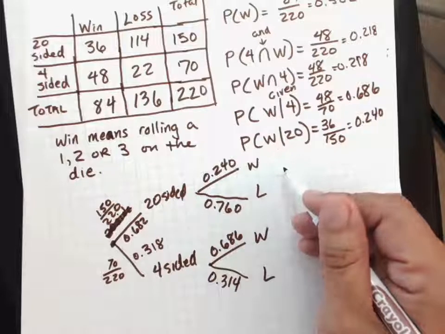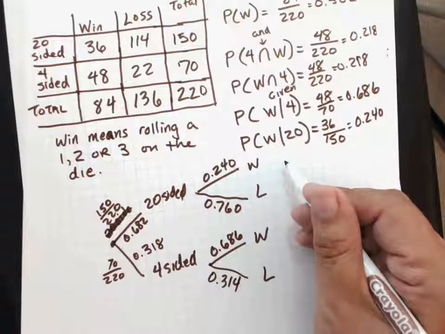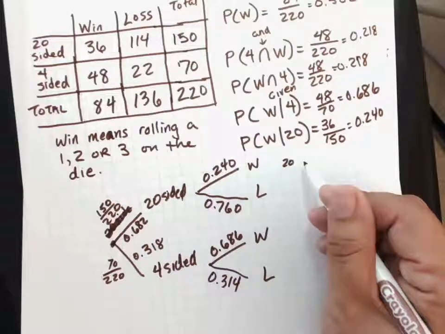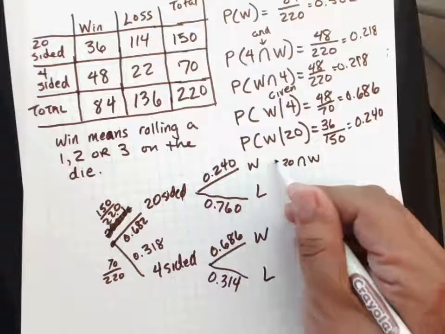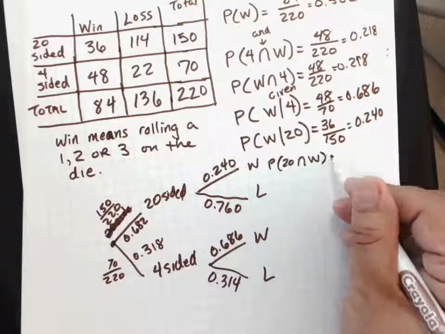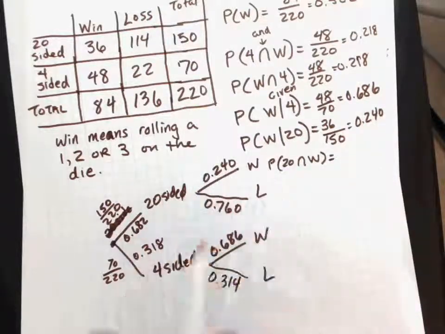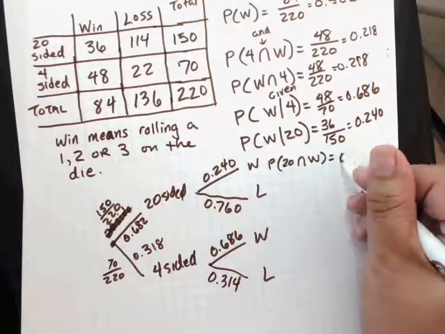Now, what do you do for this? So what is coming out here? This represents 20 and winning. So if I want to figure out this probability, I multiply these two numbers. So I'm going to go 0.682 times 0.240. And I'm getting roughly 0.164.